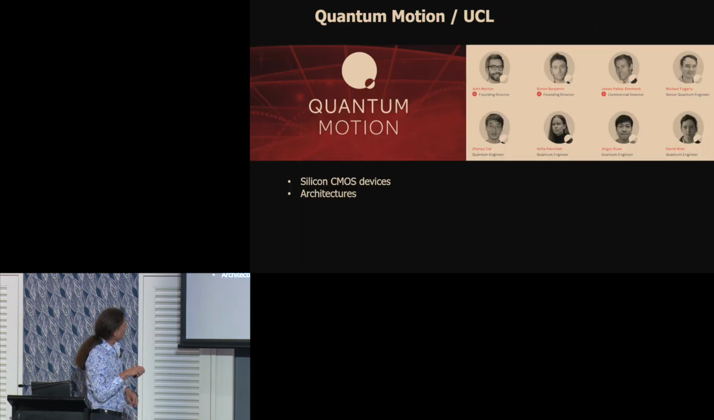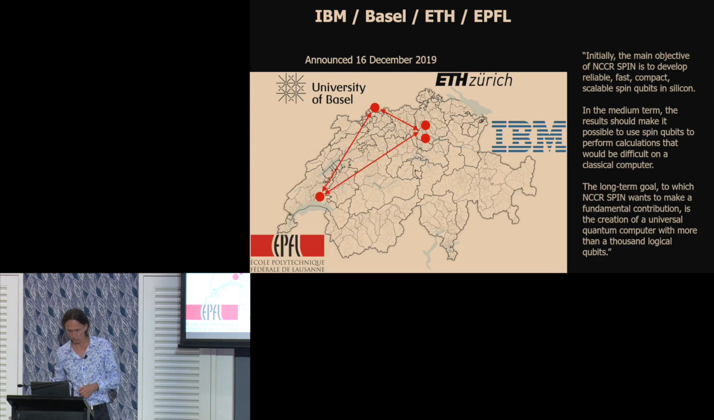Then this is more recent. I don't know exactly when it started, but I think it's in the last year probably. This is started by John Morton and Simon Benjamin in the UK. I think it's in quite close partnership with UCL, University College London. There isn't much on their website about what exactly they do, but it's silicon CMOS devices essentially. And they also look at broader architectures for scalability.